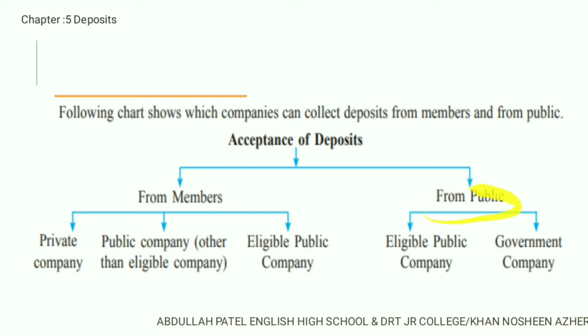The other type is the public. In the public category, an eligible public company and a government company, both types of companies can accept deposits from the public. As you are already aware from 11th standard, for a particular source of funding you need to pass a resolution. There are different types of resolutions. Whenever you are collecting deposits from the members, you have to pass an ordinary resolution. When you are collecting deposits from the public, you have to pass a special resolution.